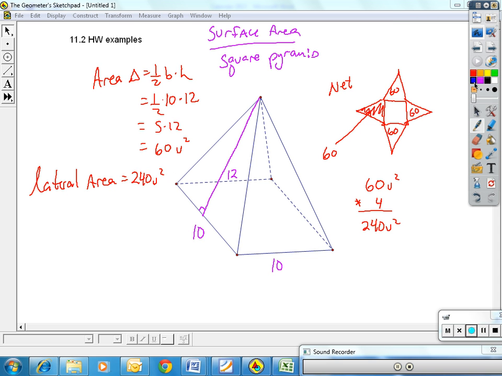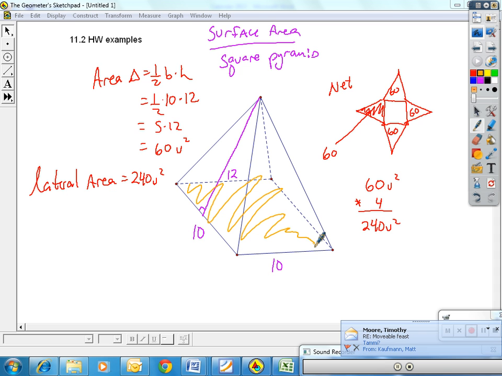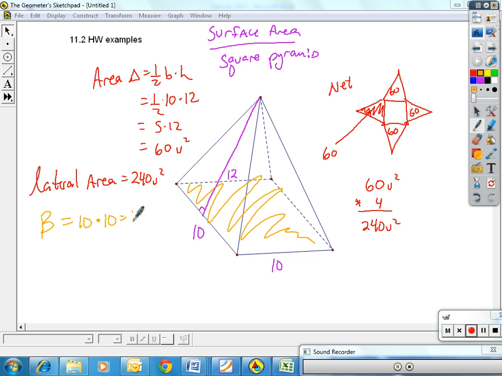And now I'm left to find my base. So find the area of the base. Area of the base is equal to 10 times 10, is 100 units squared. And now I add those up to find my total: 340 units squared. Now, that one went pretty quick, pretty easy.